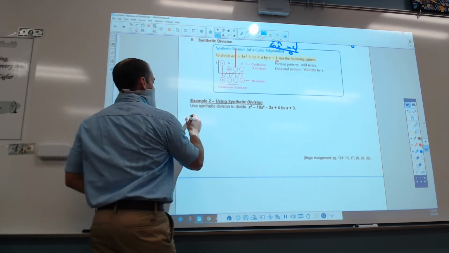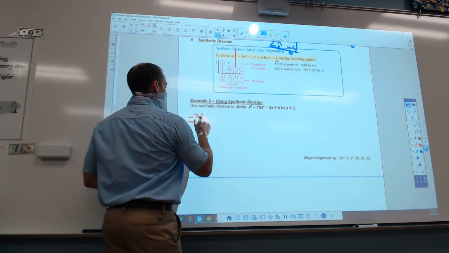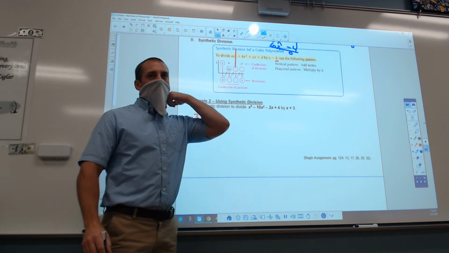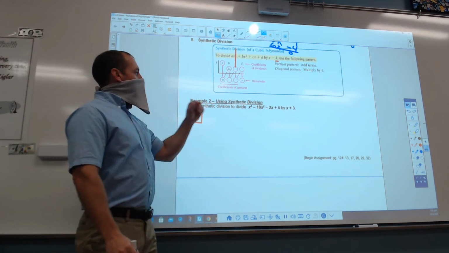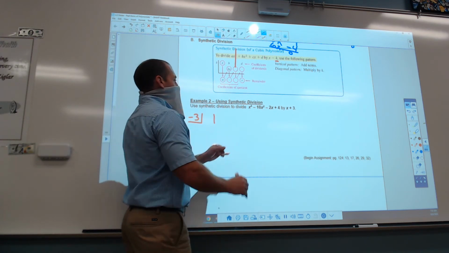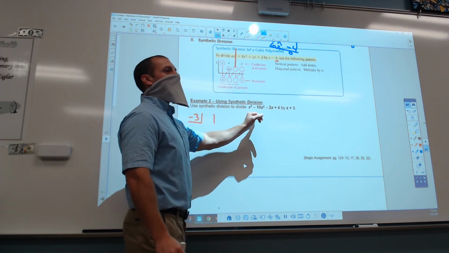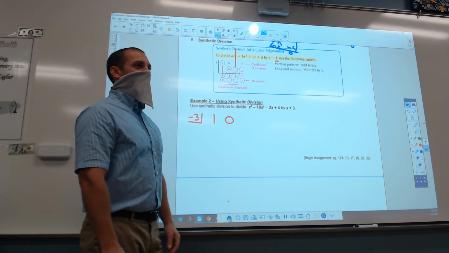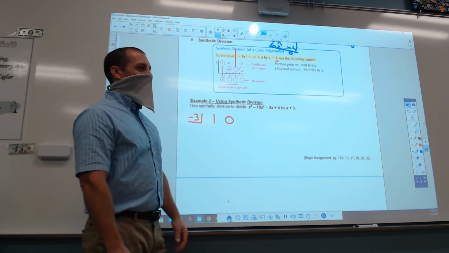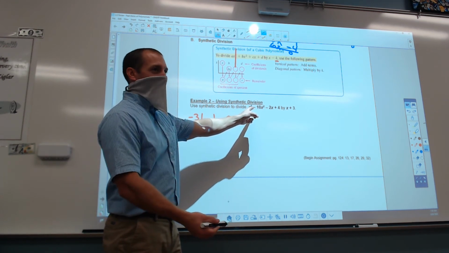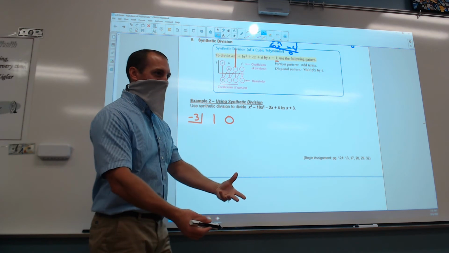Negative 3. So go ahead and put a negative 3. That's what we're going to synthetically divide into, and then you just list the coefficients in order. So what's our first coefficient here? 1. What's our next coefficient? 0 is correct. Everybody seeing why there's a 0 there? You got to go in order. x to the 4th, x to the 3rd isn't there, so it's 0 x to the 3rd.